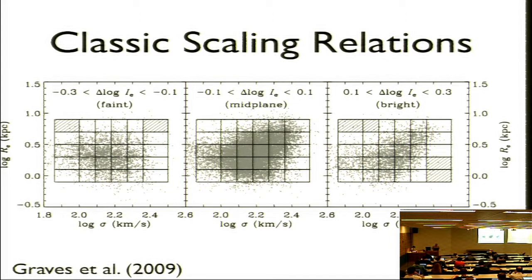And so we can then use these sorts of measurements, sizes and velocity dispersions, and study these galaxies at higher redshift in this same sort of projection. And changes in the population tell us something about how galaxies are evolving with time.